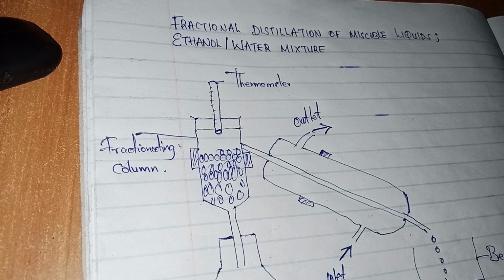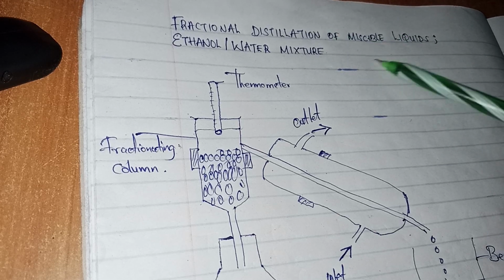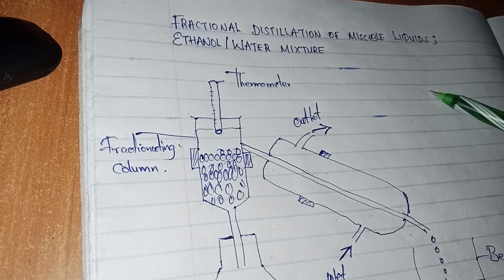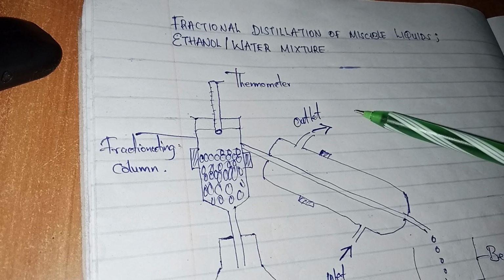Today we are going to look at one of the methods of separating mixtures. And we know we have types of mixtures. We have the miscible mixtures, miscible meaning that you can mix them together and form a uniform solution. Then we have the immiscible mixtures, that when you mix them, they do not form a uniform solution.